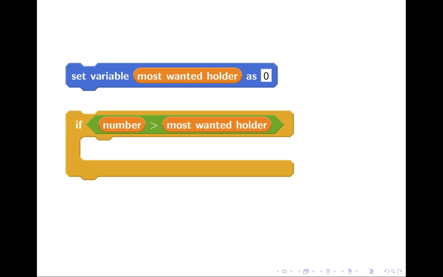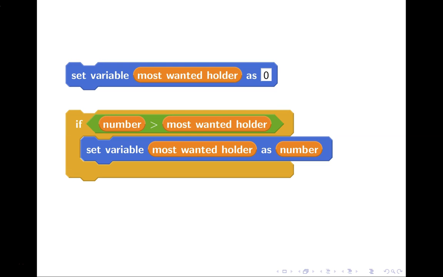So here the most wanted holder would be the highest possible number, and as you can see, the condition is that if we see a case, a number that's higher than the most wanted holder, then we need to do something. And let's look at what that something might be. What we do if we see a number that's higher than the most wanted holder that we have at this point of time, we swap them, or we store the number into most wanted holder.